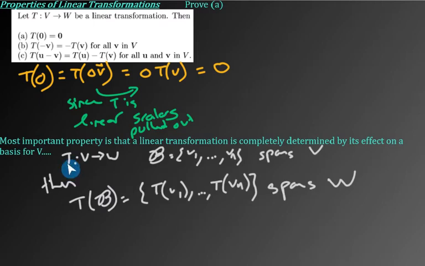If you have a transformation T that sends V to W, and you have a basis that spans V, then if you do the linear transformation on that basis, the resulting T of v1, through T of vn, acts as a basis for W, which is really nice. Basically, you're not losing information in the transformation, and I'm actually going to formalize that.